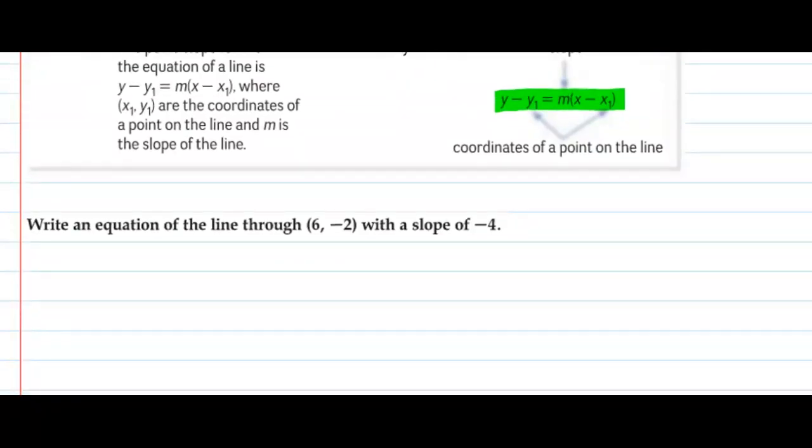Let's think about what this formula says. It says take y and subtract the y coordinate of the point that you've been given. Then it says take m and multiply it by the x minus the x coordinate that you've been given. So I'm going to take out each one of these values and place its corresponding value in there instead. So the slope is -4.